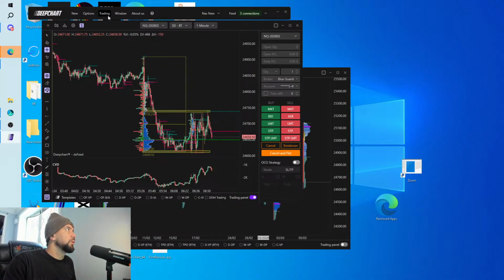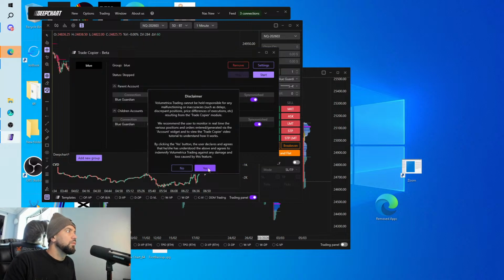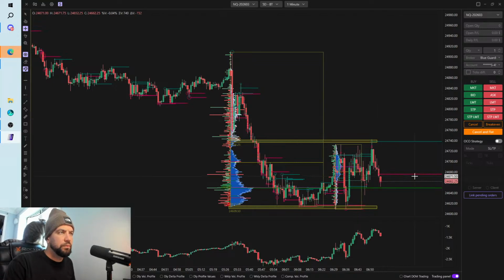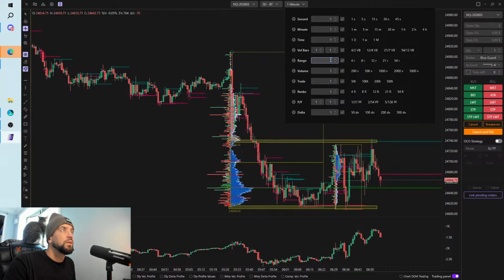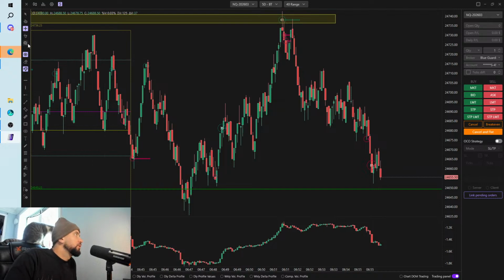I just gotta turn my trade copier on real quick. Okay. So I'm just gonna get to this area. Then we can go on the 40. Oh, it was cold. I have this all marked out, like watching this area.